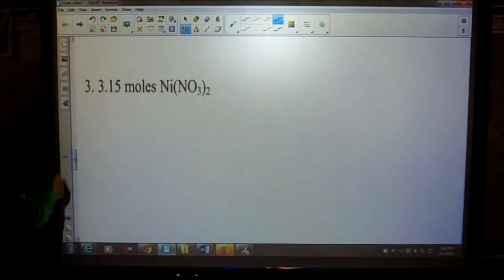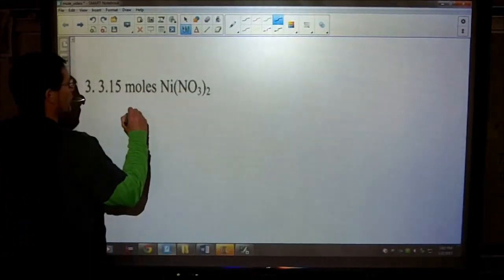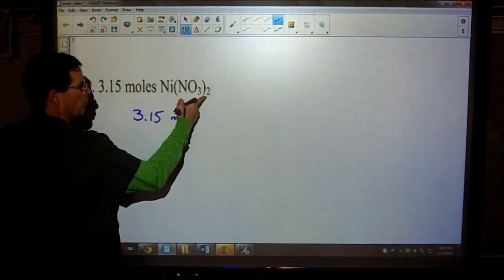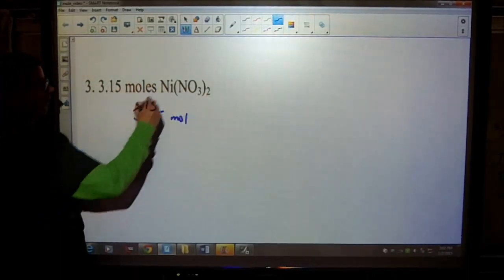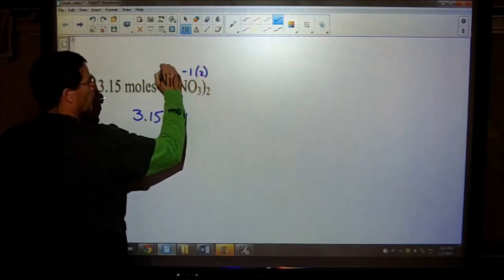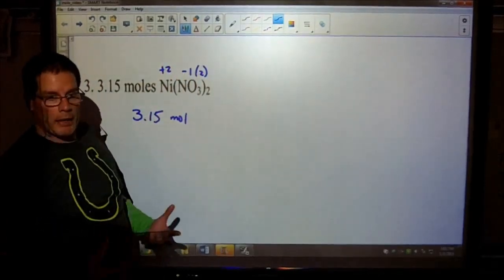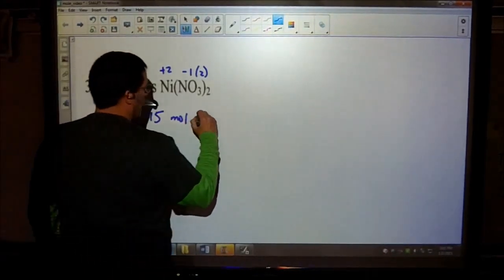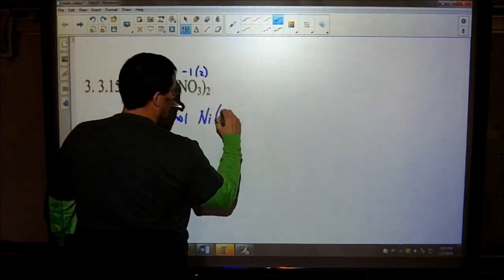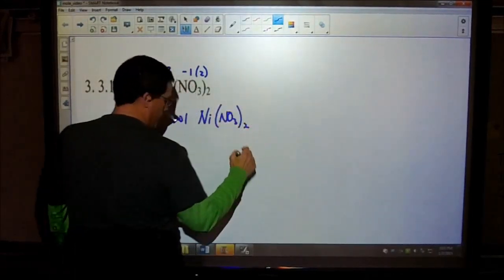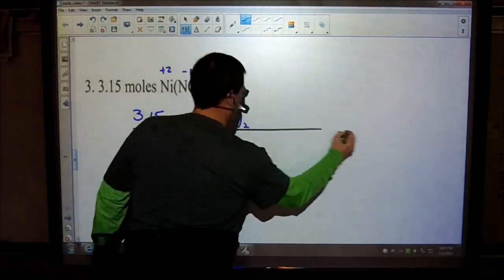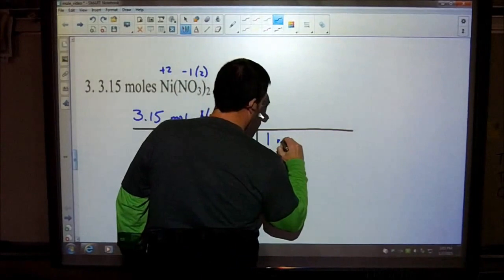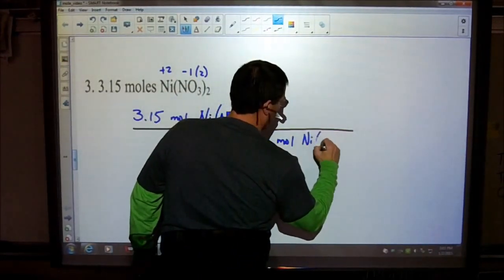So again, start off with what we know. We know we have 3.15 moles, and this is, looks like nickel Roman numeral 2, because there's 2 nitrates, each nitrate's a -1 charge. But again, I'm not asking you to name it, but it's a good habit to get back into, because you will need to be able to name these things. So nickel Roman numeral 2 nitrate. So again, we're not looking for moles, so 1 mole of nickel 2 nitrate.